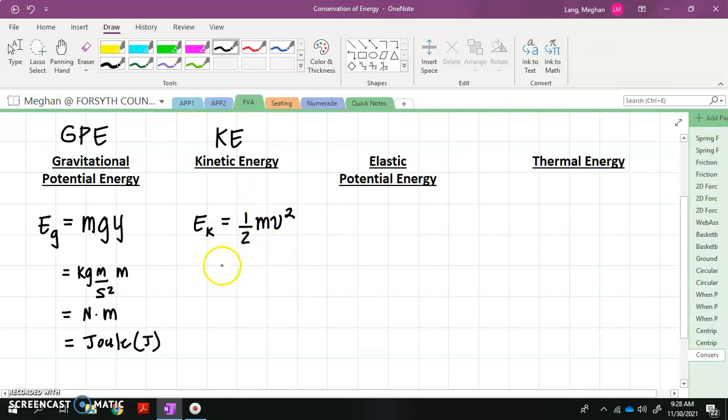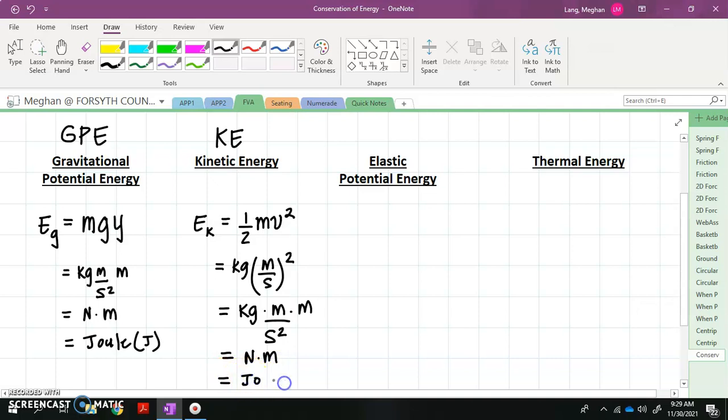If I look at the units here, I have a mass, which is a kilogram, times a meter per second squared, which I could say was the kilogram times a meter divided by a second squared. That looks identical to what we were just doing when we looked at gravitational potential energy. So this also would be a Newton times a meter, so this would also be a joule. That checks out. Our units work there.